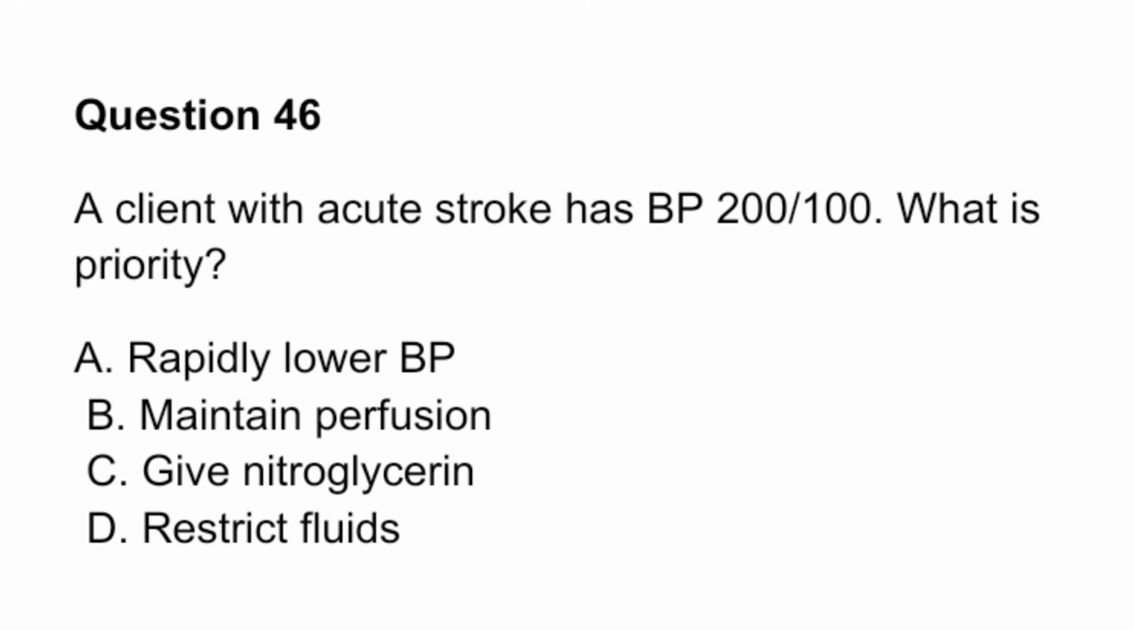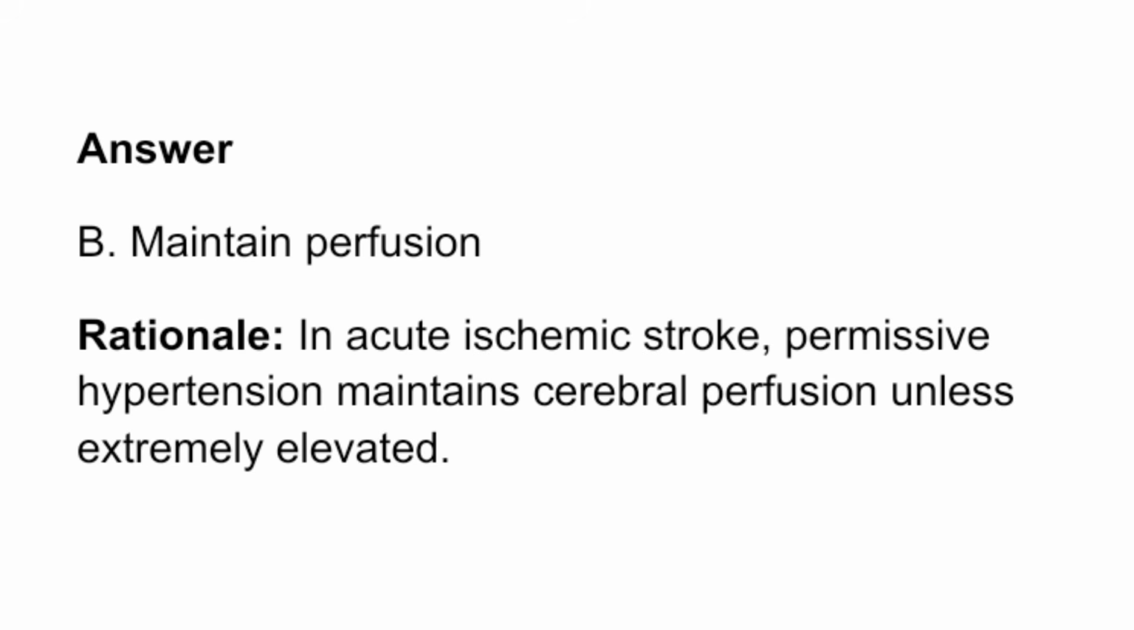Question 46. A client with acute stroke has BP 200/100. What is priority? A. Rapidly lower BP. B. Maintain perfusion. C. Give nitroglycerin. D. Restrict fluids. Answer: B. Maintain perfusion. Rationale: in acute ischemic stroke, permissive hypertension maintains cerebral perfusion unless extremely elevated.